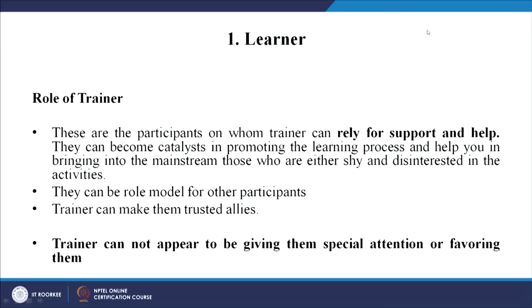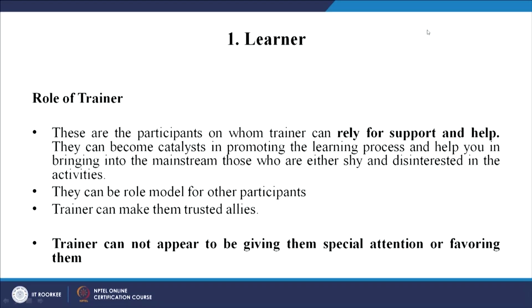They can be role models for the other participants, because they are learning, they are understanding, they are answering questions, they are raising questions. Therefore, they will be role models for this training program. The trainer can make them trusted allies. In case the trainer requires some support from the trainees to conduct a training program, meaning their participation and their feedback, the trainer can make them trusted allies.